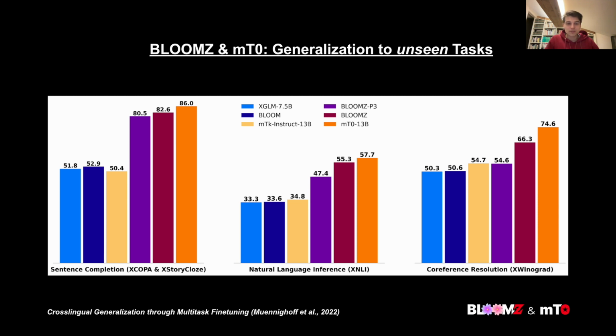So we see that prior to multitask fine-tuning, the Bloom model performs pretty poorly. It's very close to the random baseline of 50, 33, and 50. However, after multitask fine-tuning, BloomZ is able to almost double the performance on some of these. And MT0 is even better, setting a few state-of-the-art results in terms of zero-shot performance on these multilingual tasks.